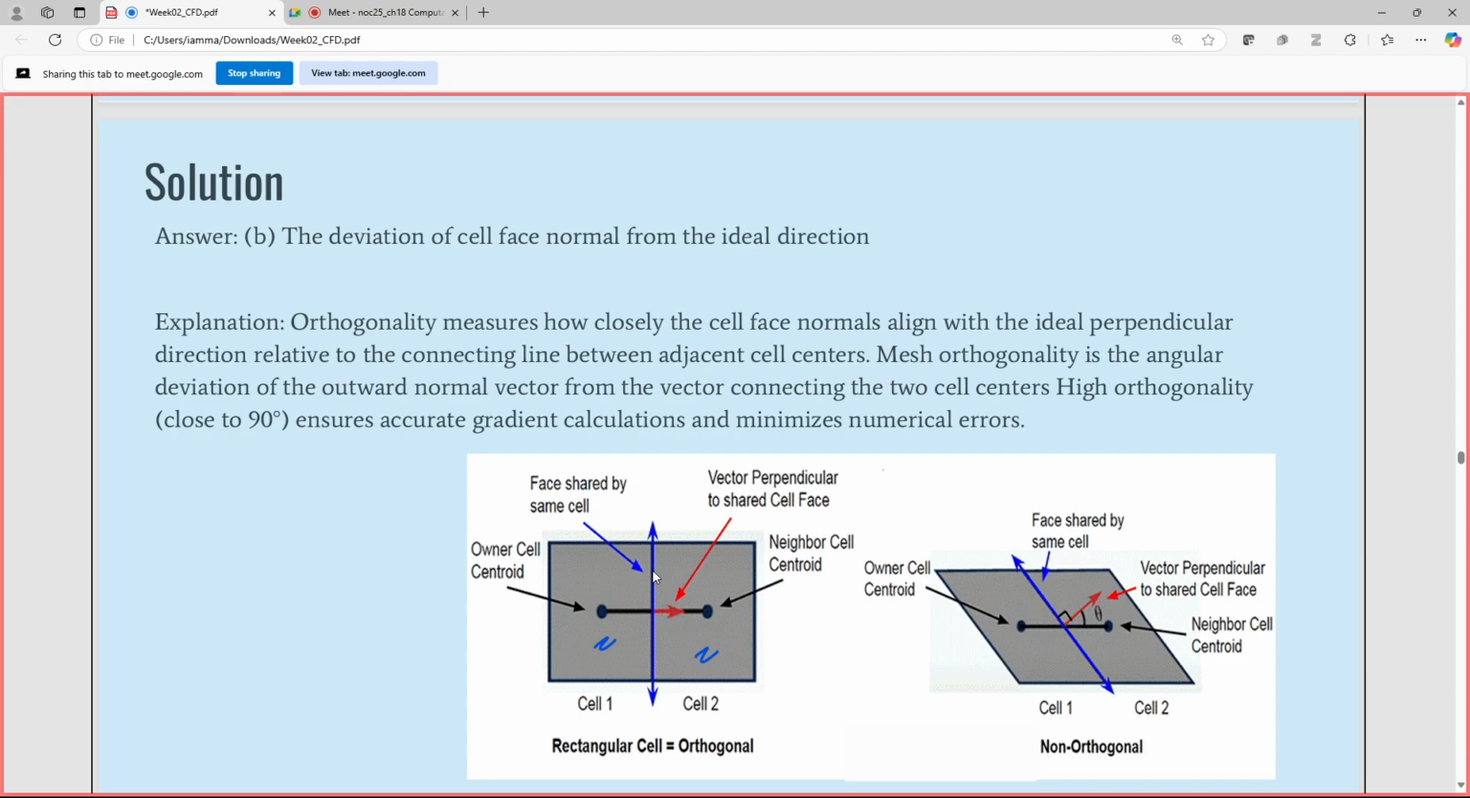Then this red arrow indicates a vector perpendicular to the cell face of cell 1. So this is the cell face normal, and the variation of this normal from the line connecting the cell centers is called non-orthogonality. For it to be orthogonal, they should align with each other. That is orthogonality. Some software will report mesh non-orthogonality rather than mesh orthogonality. So that is the angle created here, how much of a particular angle it has.